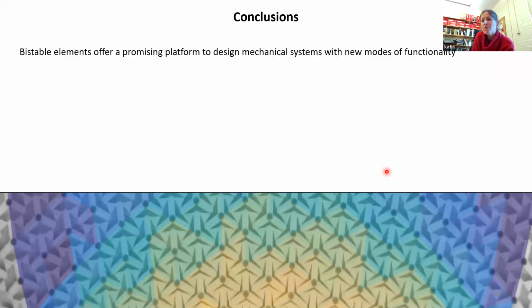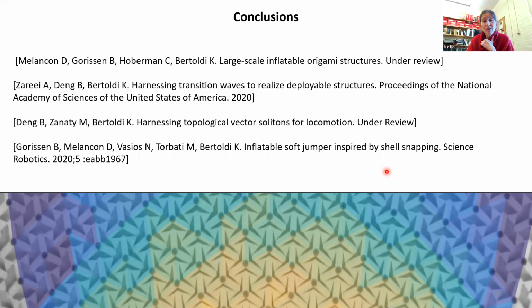So I hope I convinced you that bistable elements offer a promising platform to design structures with new modes of functionality. And specifically, I've been focusing on shape changes, deployable structures, locomotion, and also rapid movement. And with that, here are the 4 papers. If you're interested in more details, here are the papers where you can find them. 2 are out, 2 hopefully will be out soon.